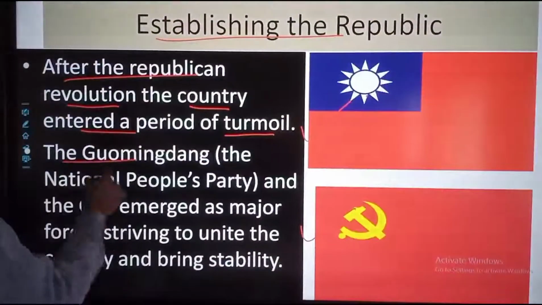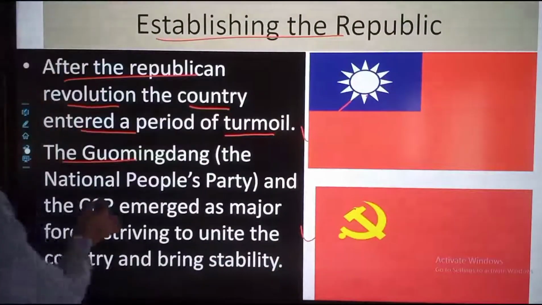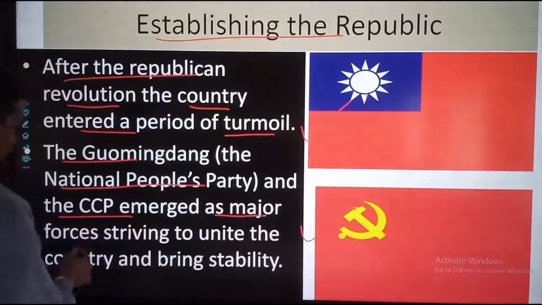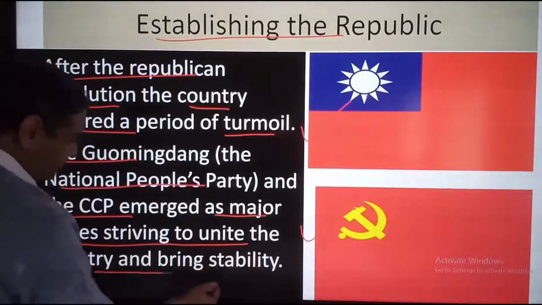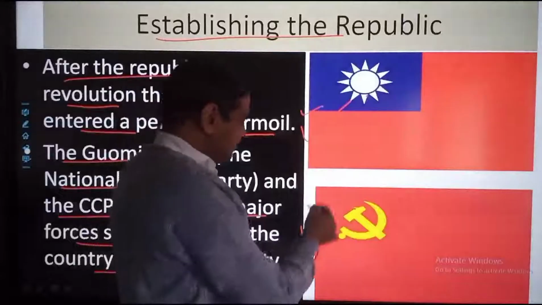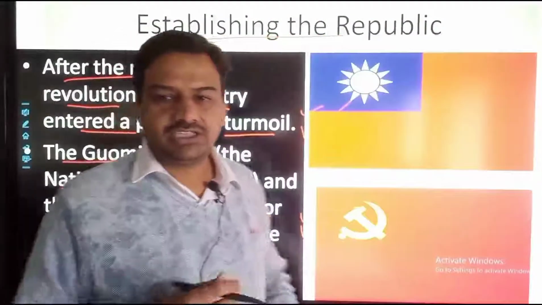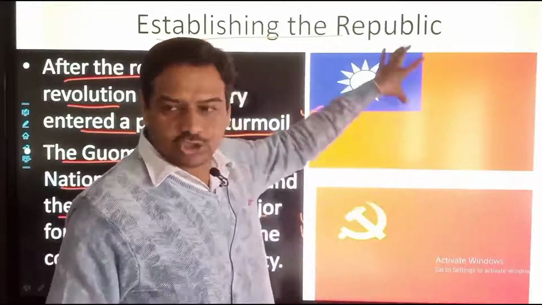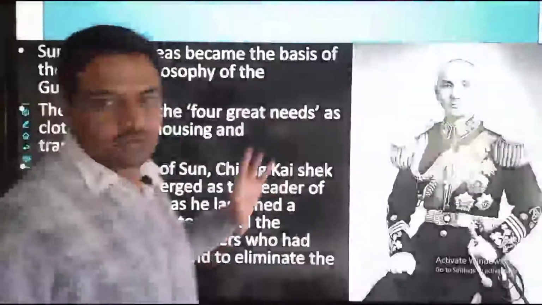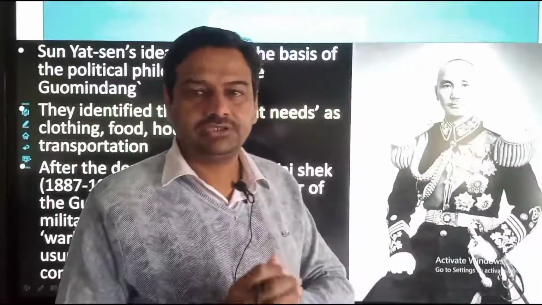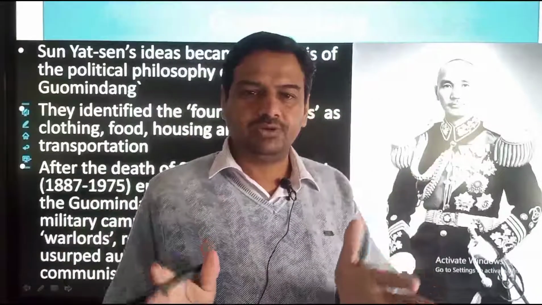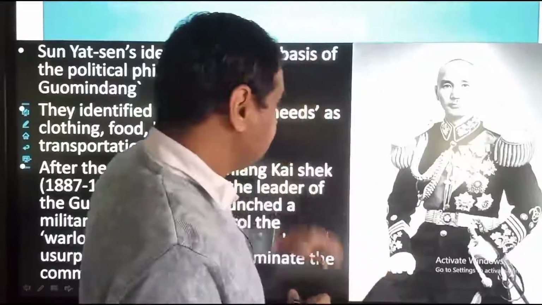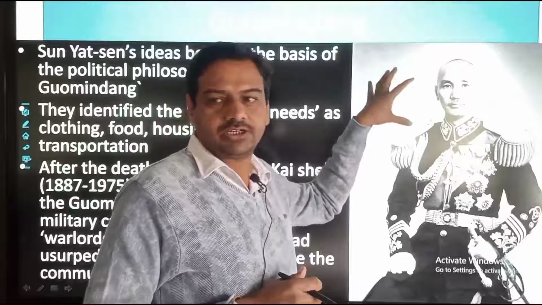The Guomindang, which was a party founded by Dr. Sun Yat-sen, is also known as the National People's Party, and the CCP emerged as the major forces striving to unite the country and bring stability. So these two parties worked together to bring stability in China. But later on, the CCP was suppressed by the Guomindang. The only dominant party in China was the Guomindang Party, because the CCP was suppressed by it after that revolution, and the Guomindang became the most powerful party of China.